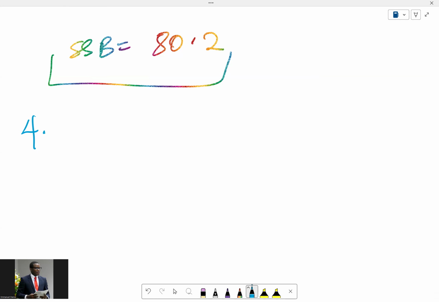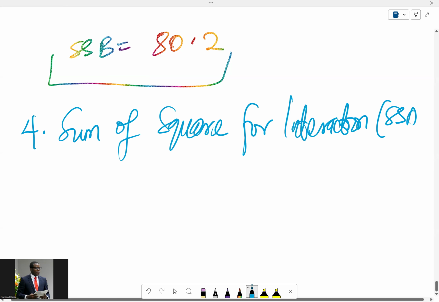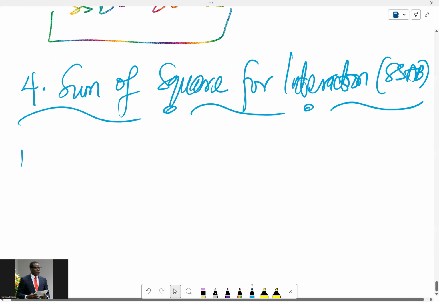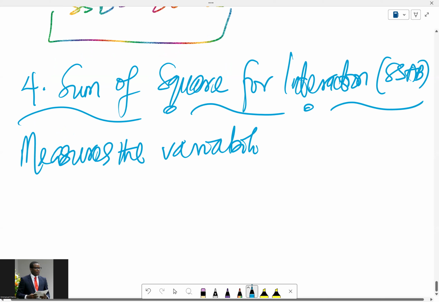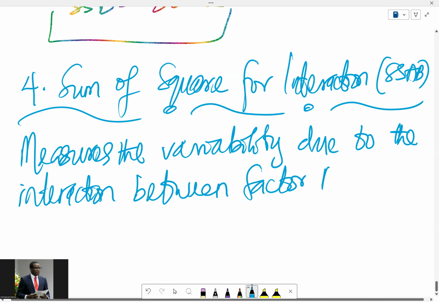SSAB is the next thing we need to look for. So let's go for it. That is the sum of squares for interaction, the interaction between factors A and B. So the sum of squares for the interaction between factors A and B actually measures the variability due to the interaction between factor A, that's teaching method, and factor B, class type.